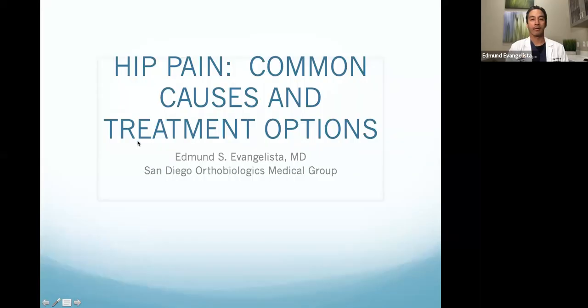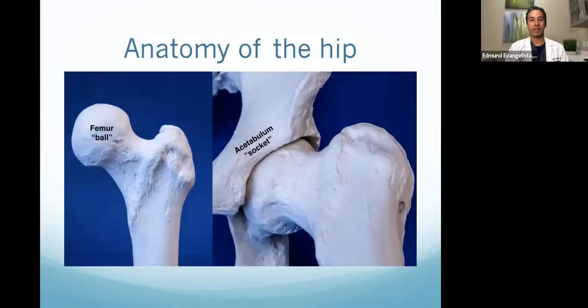Thanks, Chris. So I'm going to share the screen of my slides here. Okay. So I'm going to talk about hip pain, common causes and treatment options. First, for a brief review of the anatomy, the hip joint is a typical ball and socket type of joint. So the ball is the femoral head here. The socket is called the acetabulum. Covering the ball and the socket is articular cartilage, which serves as cushioning for the joint.